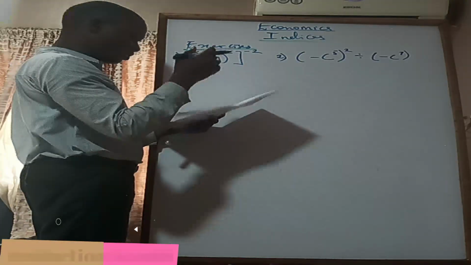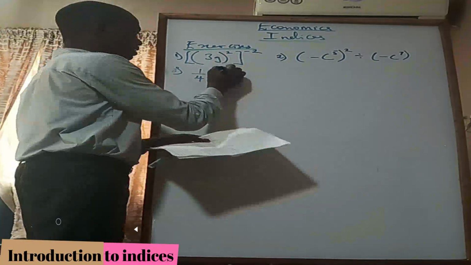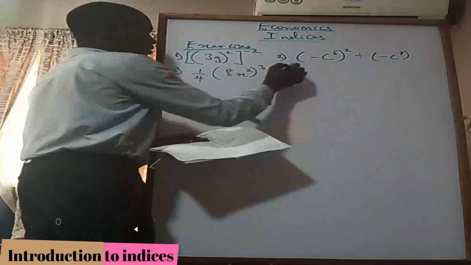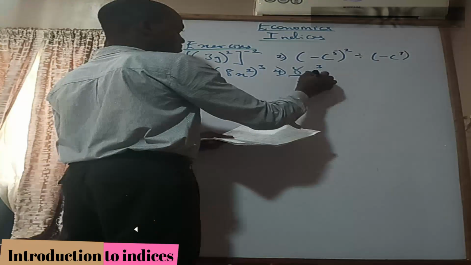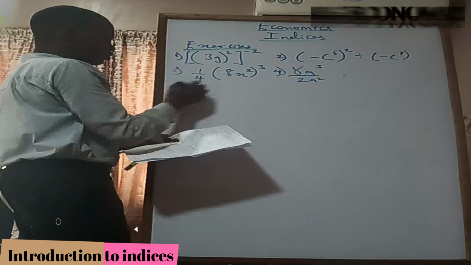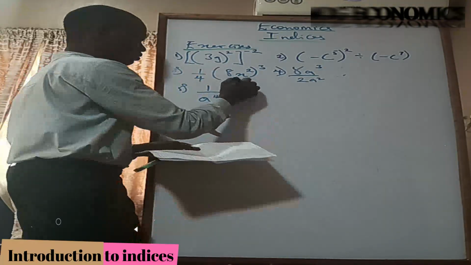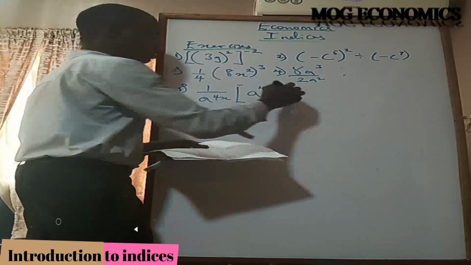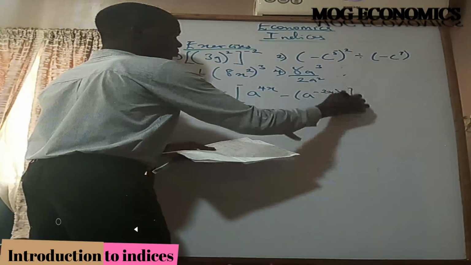Number 3 is 1 over 4, then 8x squared raised to power 3. Number 4, 8a divided by 2a squared. This is like the simplest of the lot. Then number 5, oh, number 5 can't even fit here. It's looking very crazy, even to me. 1 divided by a raised to power 4x, then here a raised to power 4x minus a raised to power minus 2x, then this raised to power 0. Okay, good.